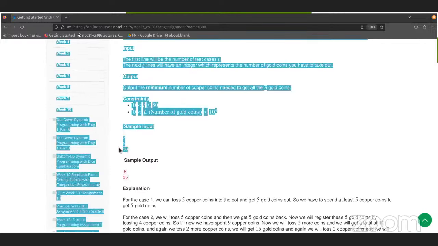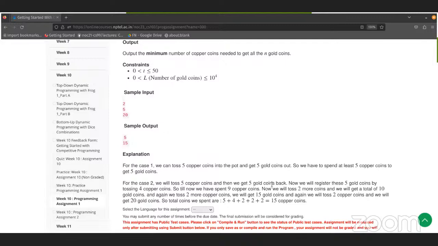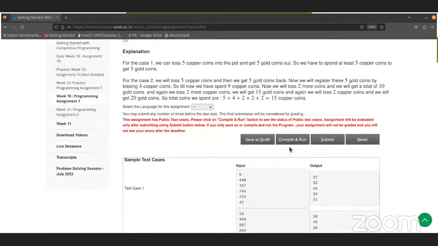But in the case of 20, if we want to get 20 gold coins out, what we will do is first spend 5, then we will remember this 4 basically. We'll spend 4 by remembering the 5 coins, and then we'll do 2, 2, 2, where I'll get 5 out, then 5 out, 5 out, 5 out. That way I get 20 gold coins out, but we spend only 15 copper coins. So that's how the test cases are.